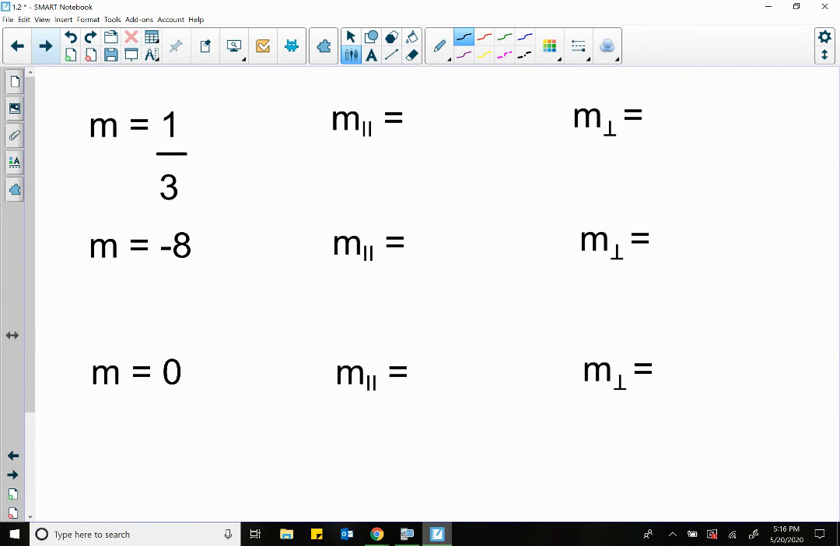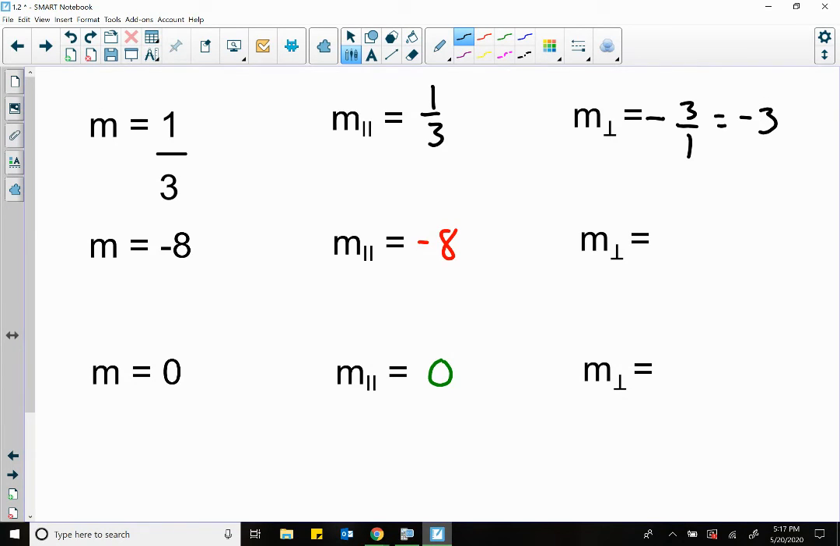So, the parallel slopes should be all easy. Hopefully you found that this slope right here is 1/3. This slope right here is -8. This slope down here is 0 because they have to match 100%. Parallel slopes are the exact same numbers. Perpendicular now. Here we go. Perpendicular to 1/3, well, it's positive, so it has to become negative, and then we flip it. The 3 goes on top, the 1 goes on bottom. So you can call it negative 3 over 1, or it's the same thing as just saying negative 3.